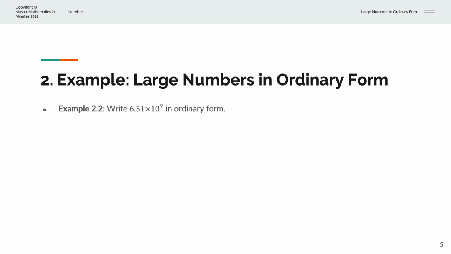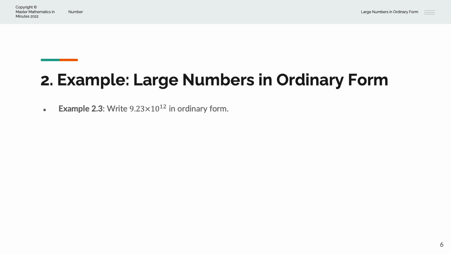In the second example, we're asked to write 6.51 times 10 to the power of 7 in ordinary form. So 6.51 times 10 to the power of 7 is equal to 65,100,000. If the decimal is between the digits 6 and 5, multiplying by 10 to the power of 7 is where we move the decimal to the right by 7 digits. So with 1, 2, 3, 4, 5, 6, 7, giving us 65,100,000.